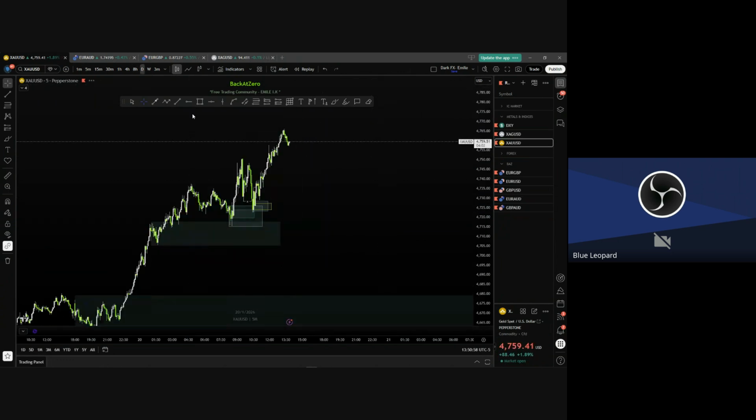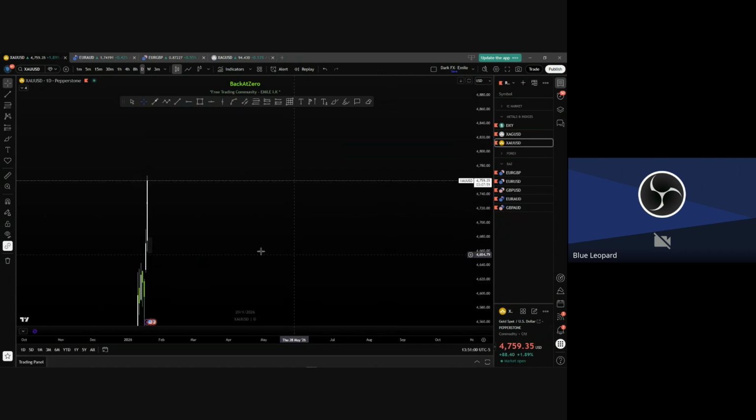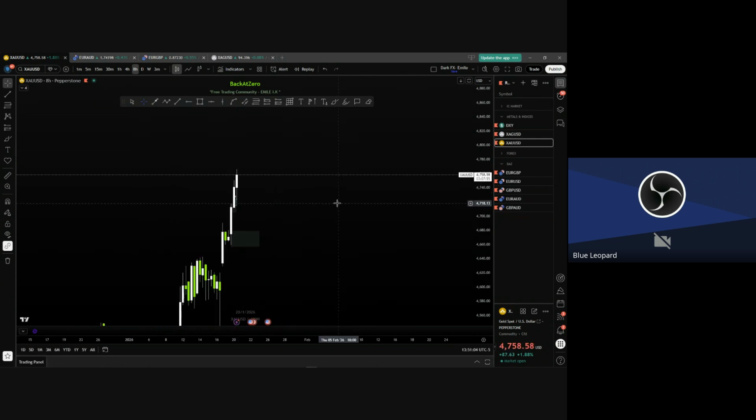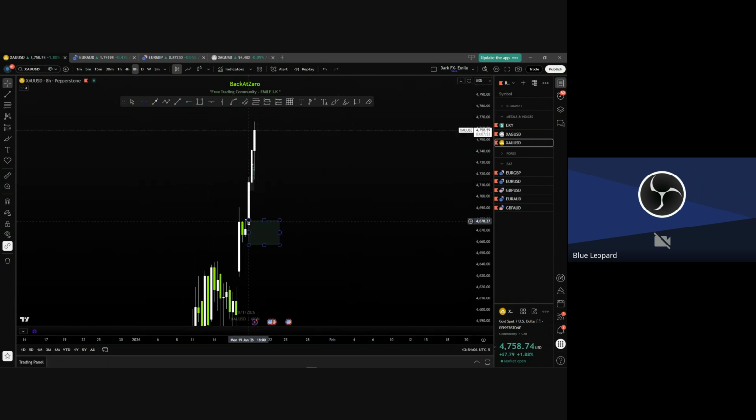On gold, let's go on the daily. What the daily did, it was bullish. We know what gold is doing. And here on H8, I have an engulfing candle here.